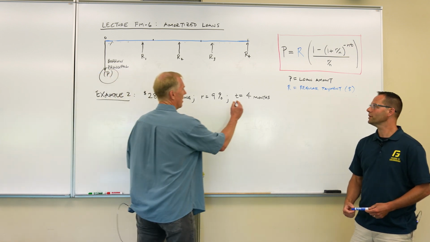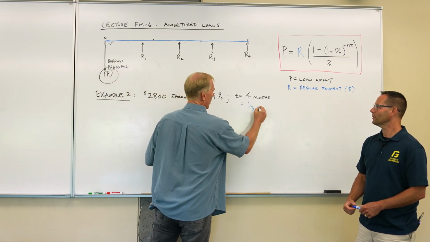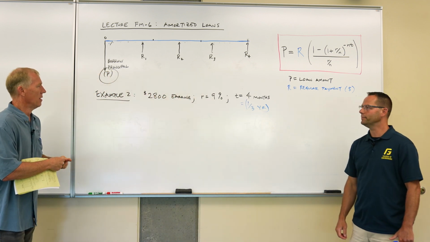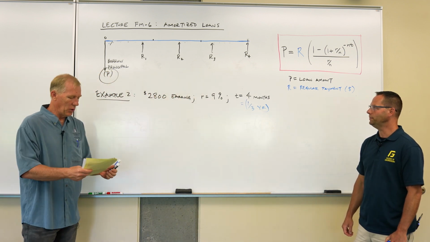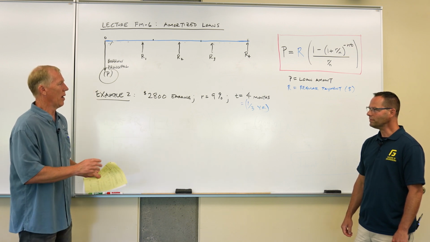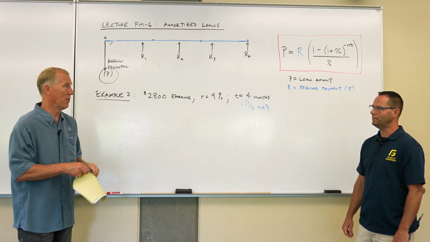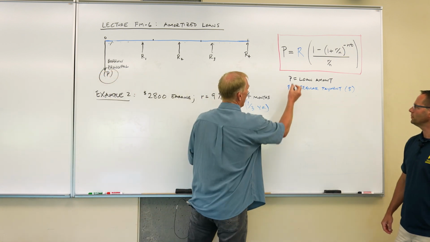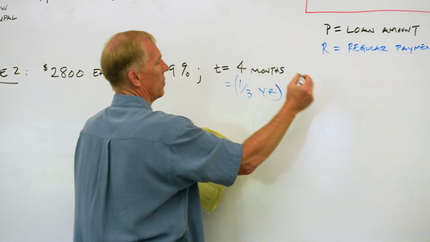So 4 months is equal to 1/3 of a year. So that's T. T is 1/3. Exactly. Put it in there. Okay, and what we're going to do on this one is we're going to go ahead and take care of the payment. And I already did that on the side. And I did a quick calculation by putting all of these terms in there.